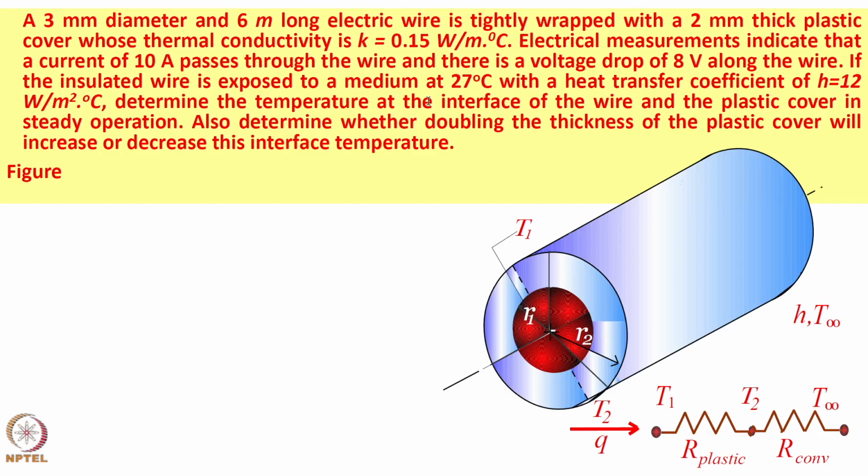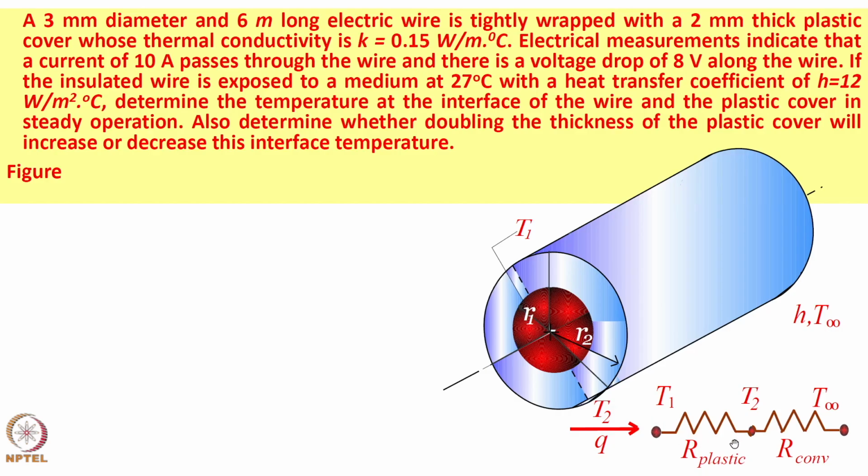So, I have a plastic and a convection resistance. So, the two resistances here are, one is because of the conduction through the plastic insulation, other is the convection on the outside. The heat is coming in from the electrical heating, which is Vi, that is what is given here. You are asked to find the temperature at the interface of the wire and plastic, which is T1.